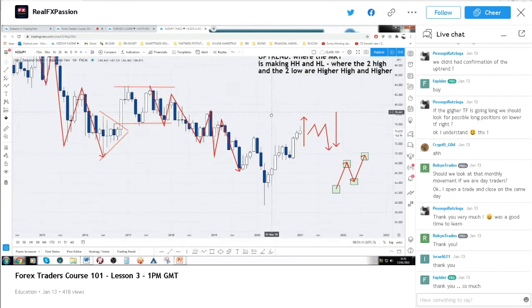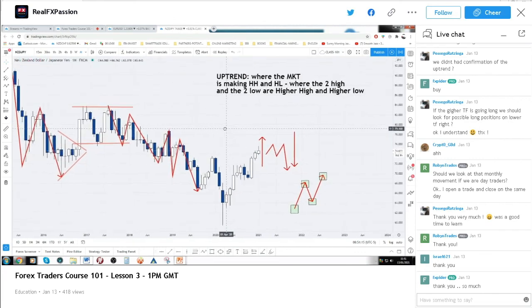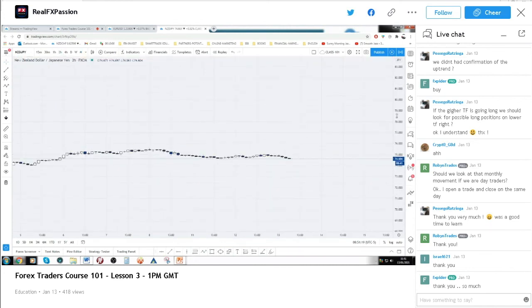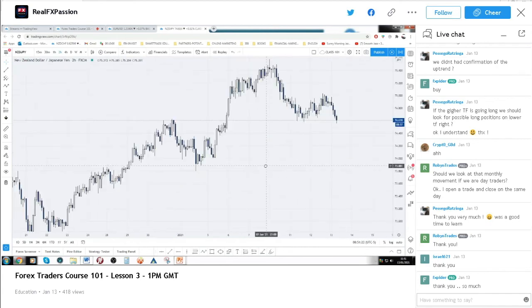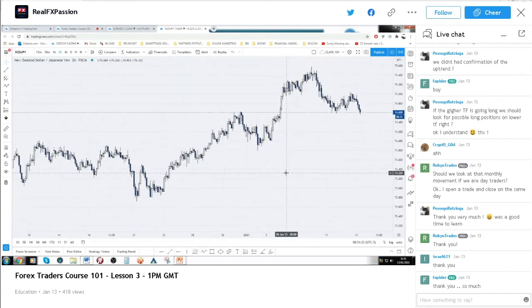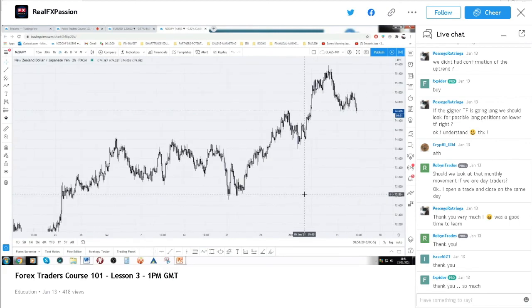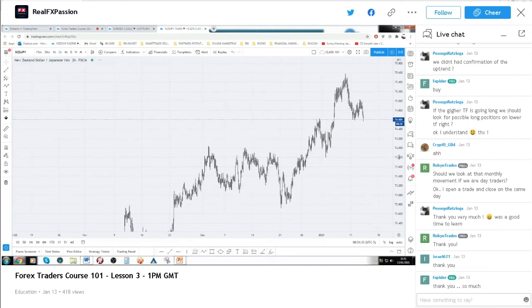We have 10 more minutes, everybody. This is the monthly chart. Now let's go on the 2-hour chart. NZD-JPY. I'm sorry, we don't have time for GBP-USD. We're going to do it tomorrow. NZD-JPY 2-hour chart. So this is your homework.